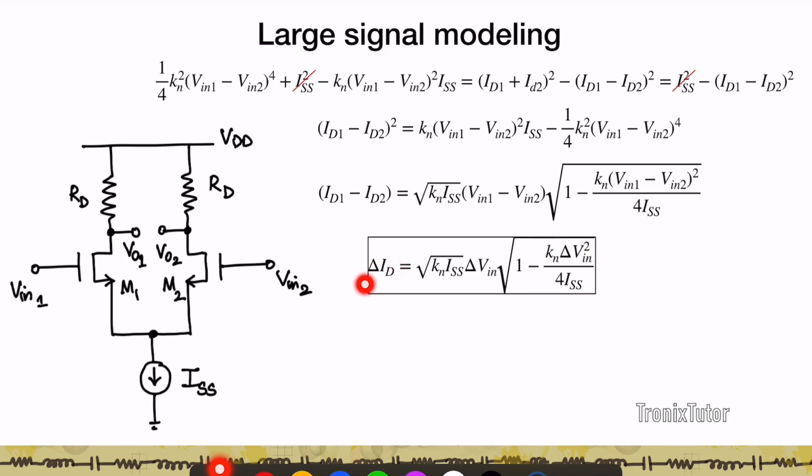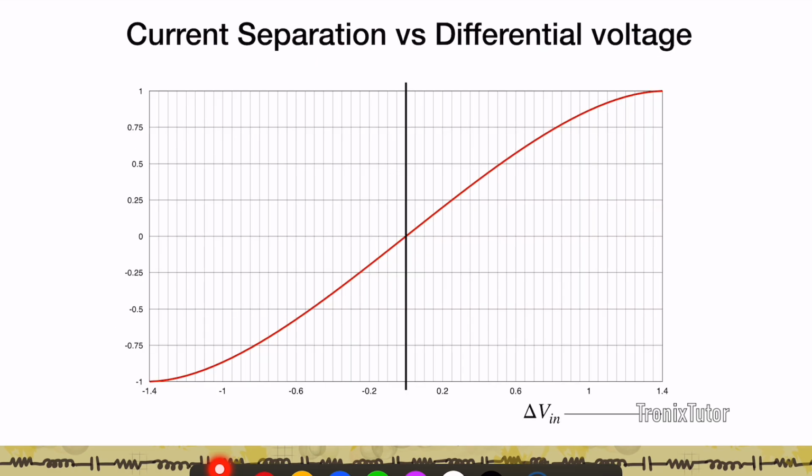So now if I plot this delta ID versus delta Vin, what I get is a plot of this format. So this is delta Vin from 0 towards 1, from 0 towards minus 1. And what you see is that the delta ID current goes from minus 1 to plus 1. That is, as my delta Vin swings to either positive or negative, the current difference between the two branches goes to plus or minus ISS, right? So based on how much is my difference in the differential voltage, I'm going to get a difference in the ID current.